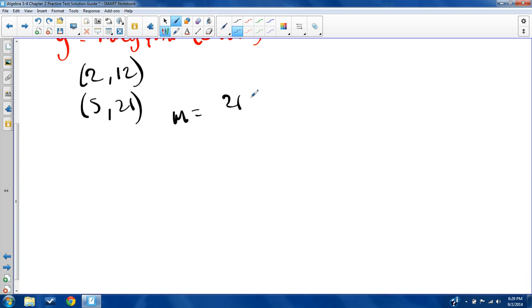Slope formula. y2 minus y1 over x2 minus x1. 21 minus 12 is 9. 5 minus 2 is 3. Perfect slope. I like looking at this one. It's 3. But I'm going to write it a little bit differently. I'm going to write this as 3 over 1. Because I want you to really know what this means.